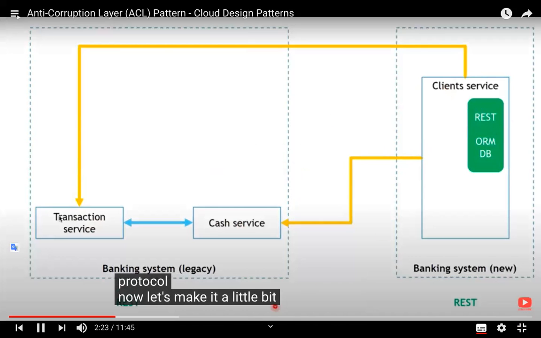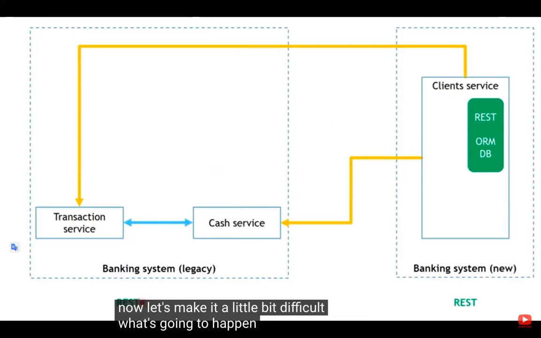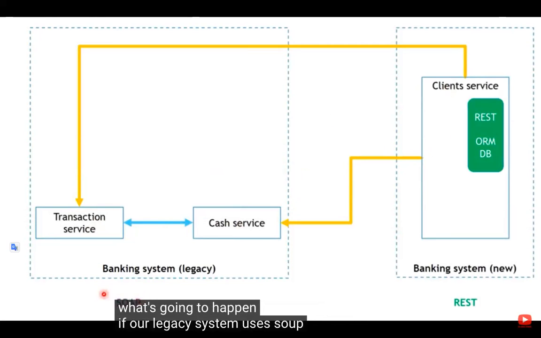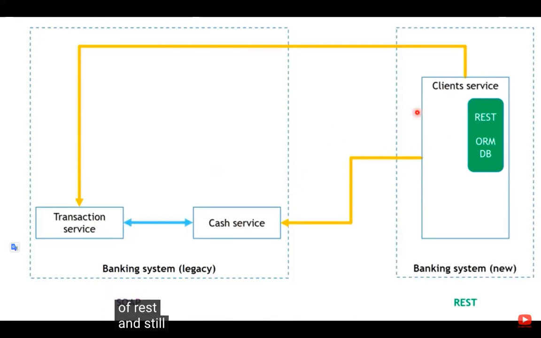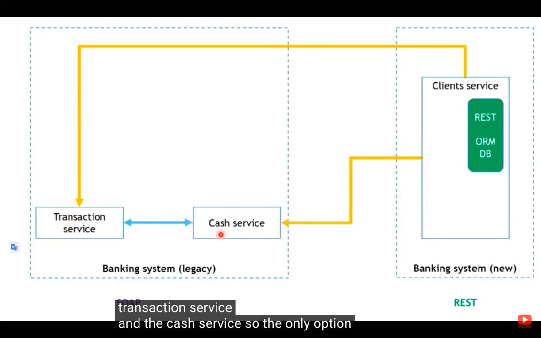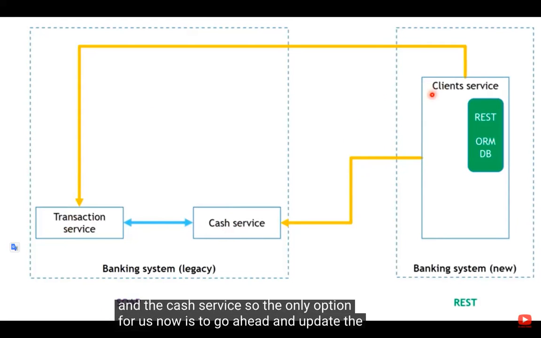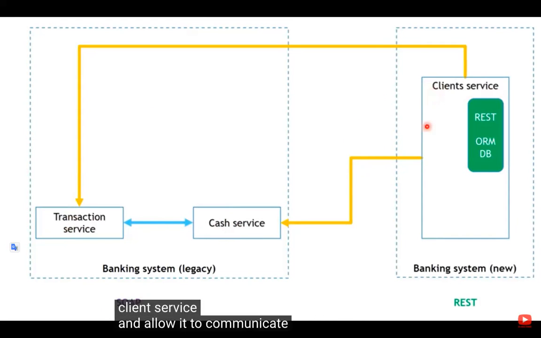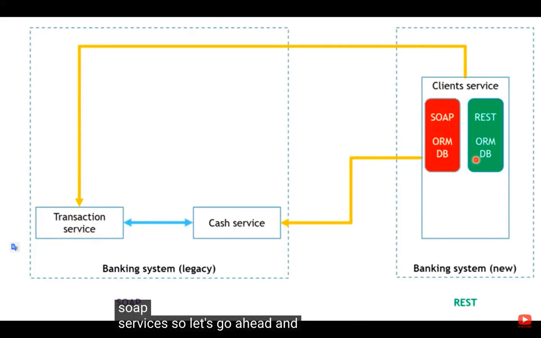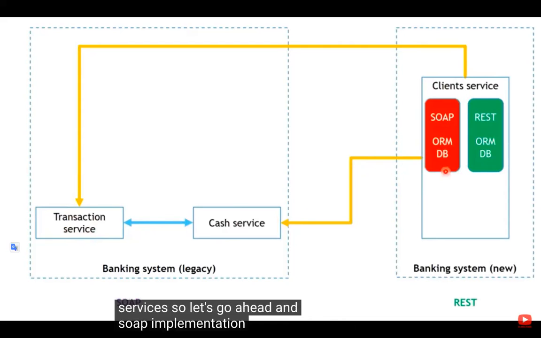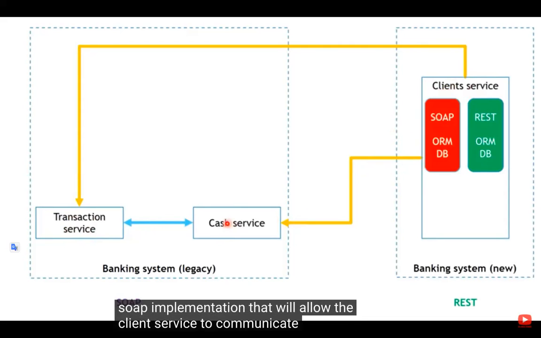Now let's make it a little bit difficult. What's going to happen if our legacy system uses SOAP instead of REST? And still, our client service still needs to communicate with the transaction service and the cash service. So the only option for us now is to go ahead and update the client service and allow it to communicate with other SOAP services. So let's go ahead and add SOAP implementation that will allow the client service to communicate with the cash service and transaction service.